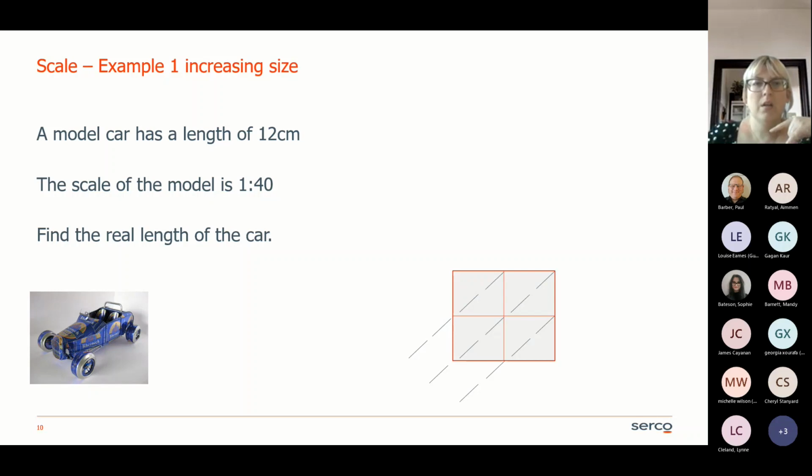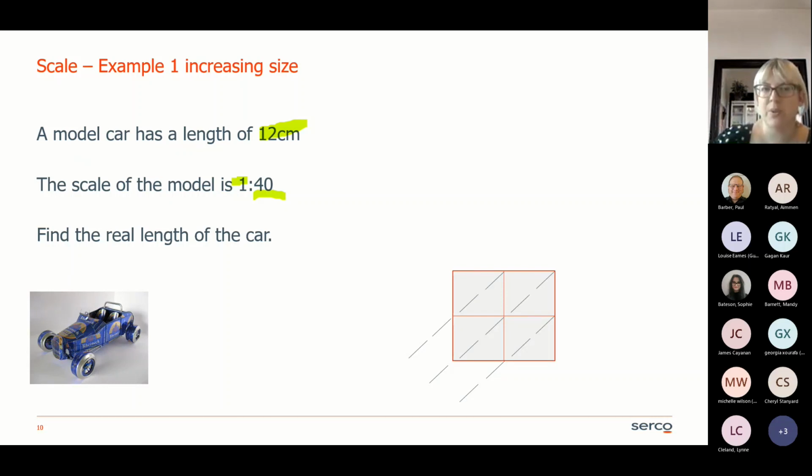So the information that we need. We know that the model car is 12 centimetres in length. Highlighted. My eyesight's really bad today. It is highlighted. So we know there's 12 centimetres in length. So we know that 1 is 12 centimetres, and we want to find the real length of the car. So we need to find out what the 40 is, what the real life version is then.